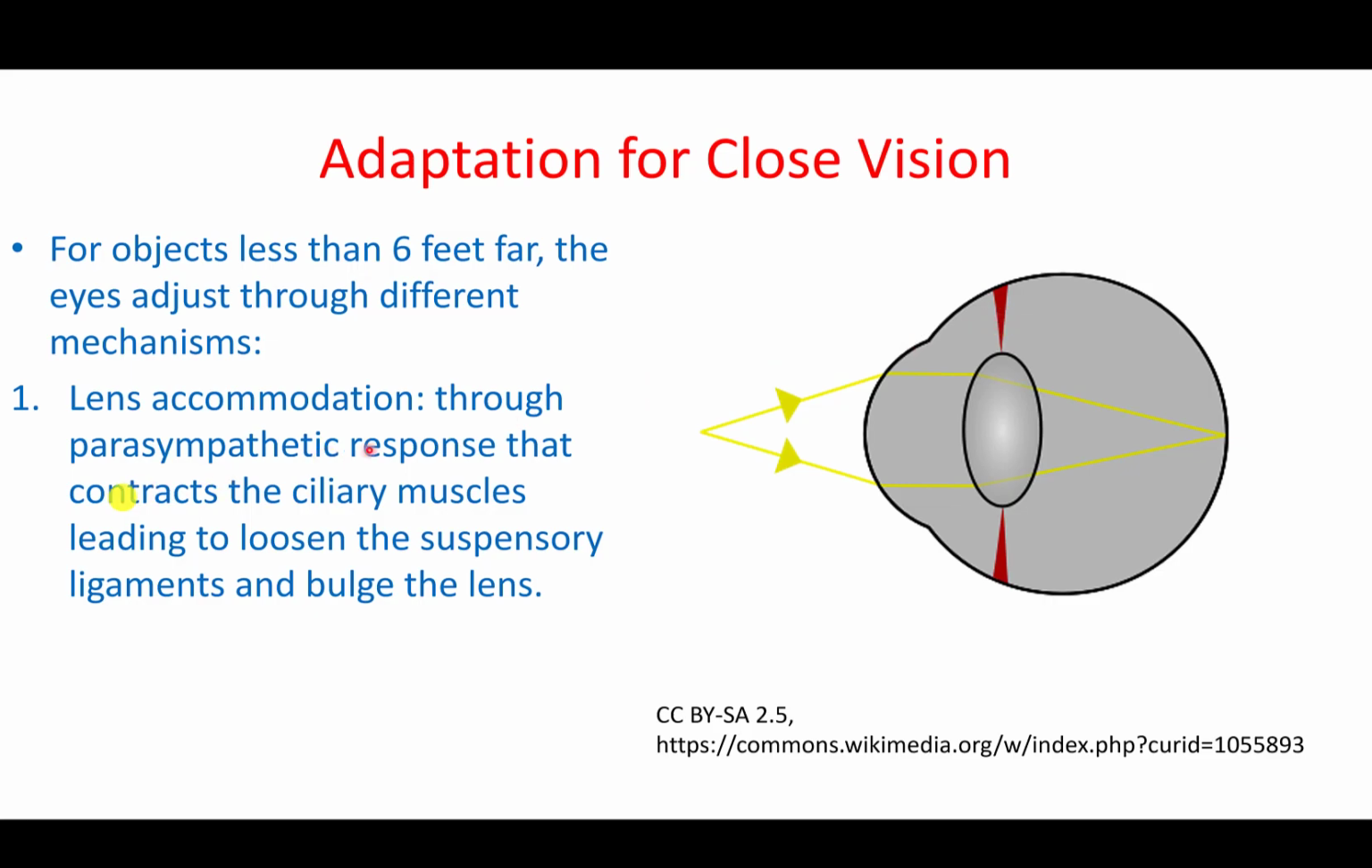For the close vision, we're talking about a parasympathetic response. This parasympathetic response will contract the ciliary muscles. So those ciliary muscles will contract and therefore shrink in their size, and that will cause the suspensory ligament to get loose, and this would allow the lens to bulge, to restore its shape. And therefore, if we are looking at a close object, the lens will be able to correct or refract the light to the retina. So this is the first accommodation for the close vision.